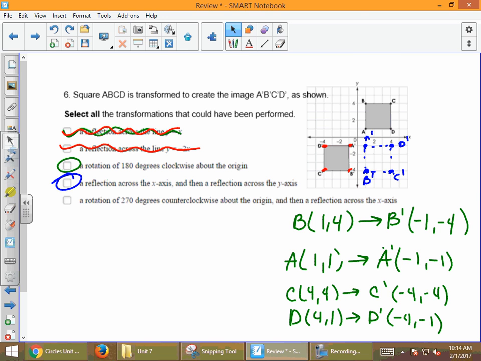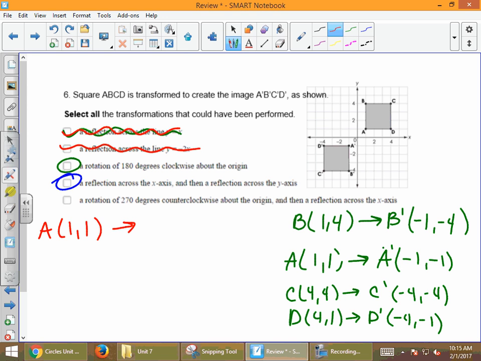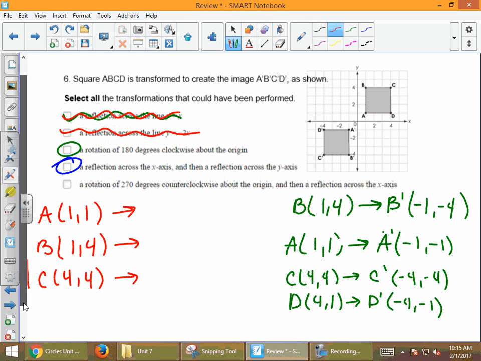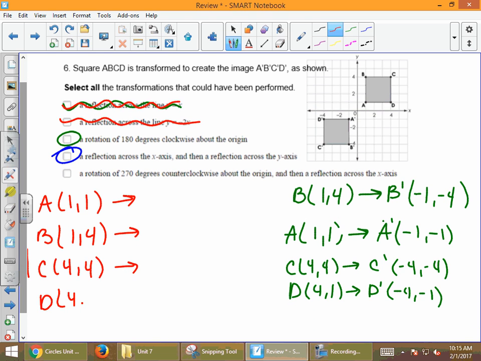Got one more to do. Let's see if a 270-degree rotation counterclockwise about the origin, then a reflection across the x-axis works. Okay? So when we do a 270-degree rotation, you have to write those points down. So A was 1, 1, B was 1, 4, C was 4, 4, and D was 4, 1.